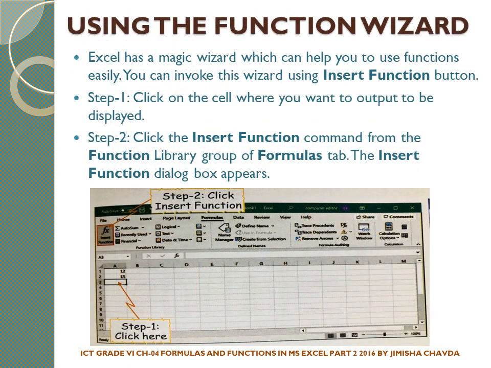Let us understand how to apply a formula using the function wizard. Excel has a magic wizard which can help you to use functions easily. You can invoke this wizard using the Insert function button. Step 1. Click on the cell where you want the output to be displayed. Step 2. Click the Insert function command from the Function Library group of the Formulas tab. The Insert function dialog box appears.